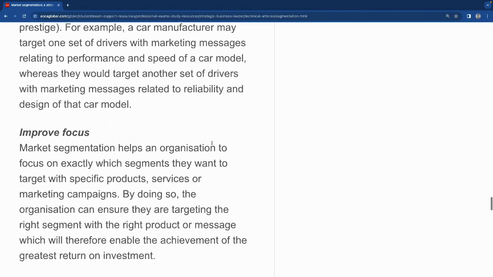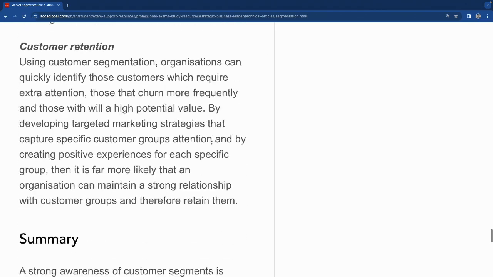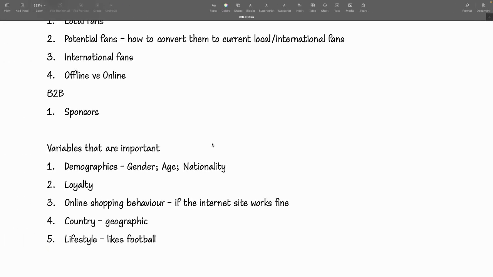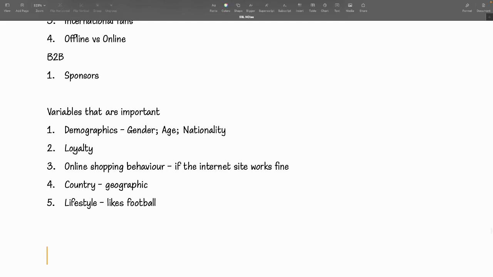We don't need to be worried about the benefits of segmentation. You may just need to be aware of what the benefit is, of course, in case you are asked what the benefit of segmentation is.